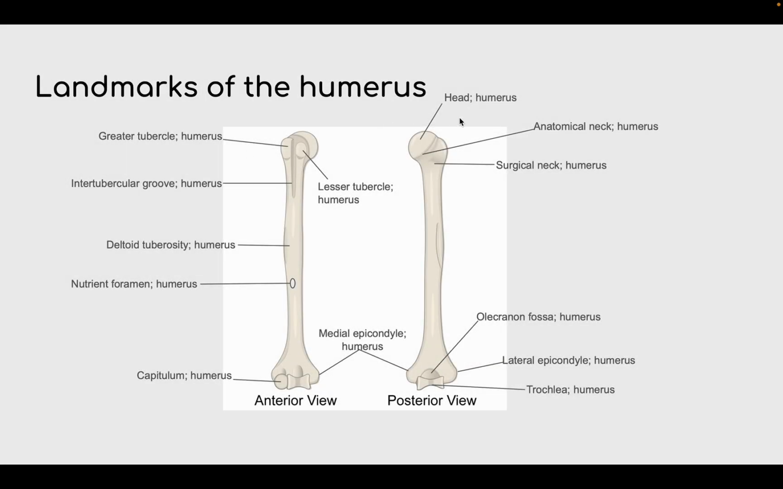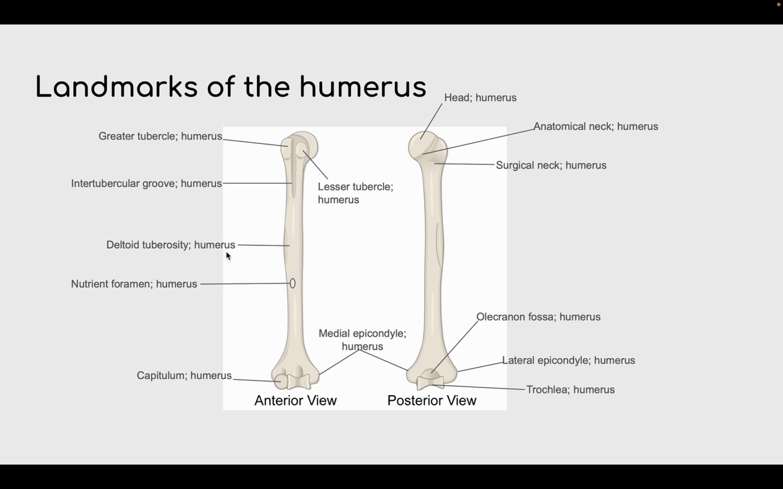Now the landmarks of the humerus. Starting off with the anterior view, we have the greater tubercle, which is greater, and this is the lesser tubercle. So I don't get these two confused, I always think of what's higher and then lower. Then we have the intertubercular groove of the humerus. This is just like a little groove that runs between these two.